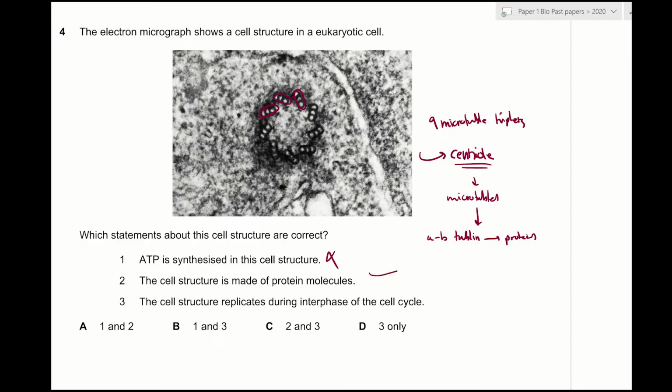As we said, it's made of alpha and beta tubulin. Surely it's made of protein molecules. 3. The cell structure replicates during interphase of the cell cycle. As we all know, this is true. It does replicate during interphase directly behind the S phase. Therefore, the answer is going to be C.